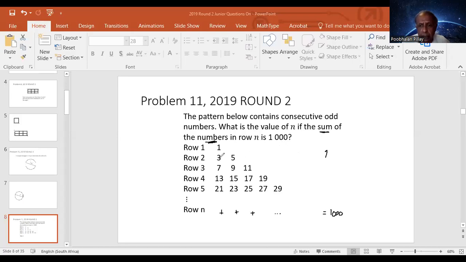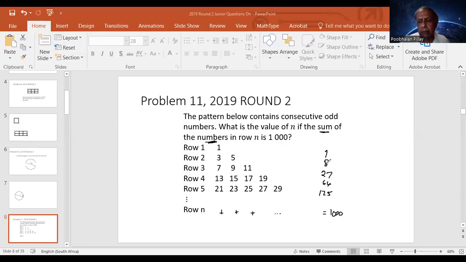Second row, you've got 3 plus 5, which is 8. The third row, you've got 7, 9, 11. When you add them, you get 16 plus 11, which is 27. And then when you do the next one, after 11, you get 13, 15, 17, 19. If you work this out, you get 64. And this gives you 125.